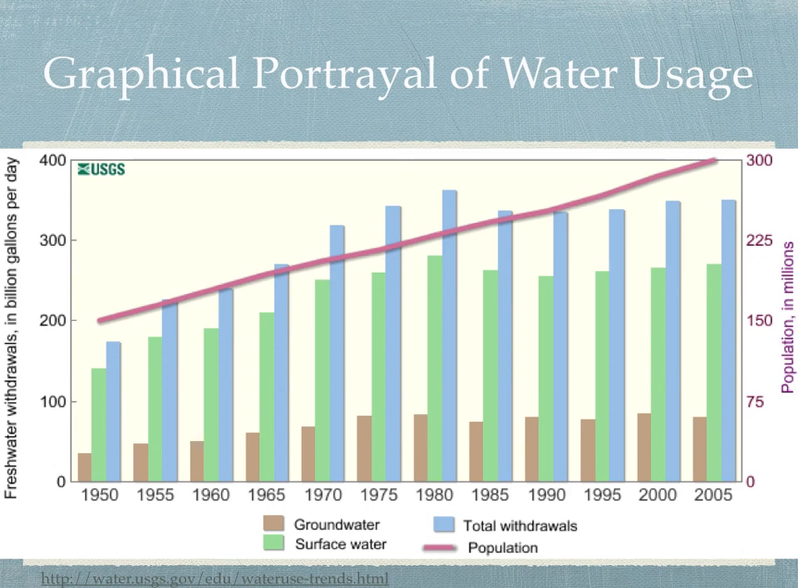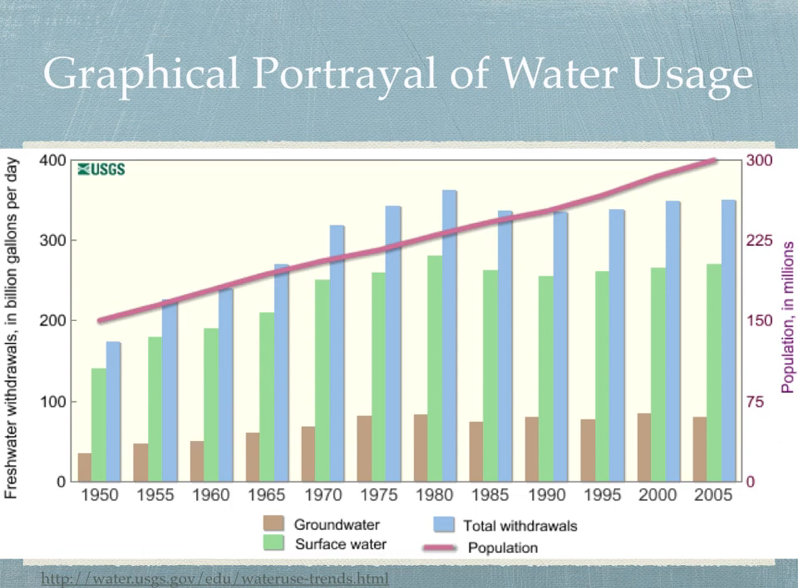Our next is the graphical portrayal of water usage in the United States. This has represented both a line and a bar graph on one plane. With these, you have to make sure that you understand which plane and axis each one is represented by.